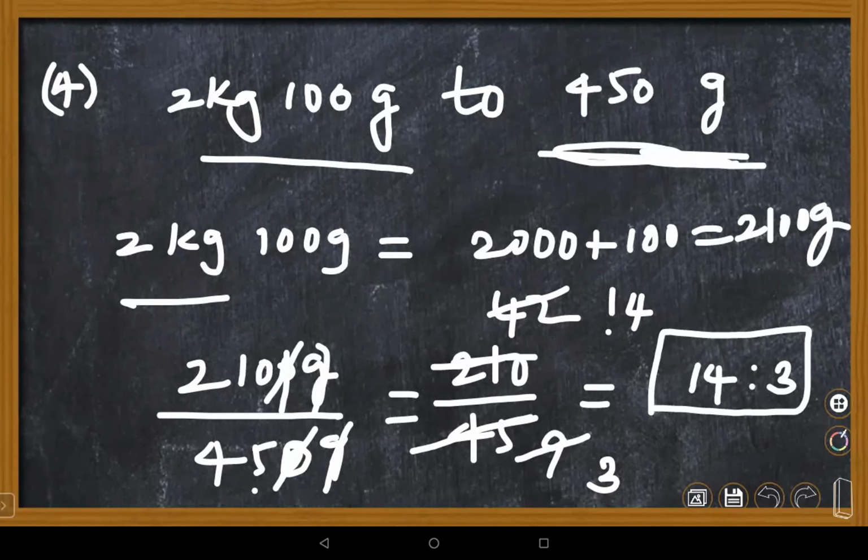Tables are very important, children. Tables are the backbone of your mathematics subject. If you know tables very well, you can do calculations very fast. Regular practice is also very important, children.